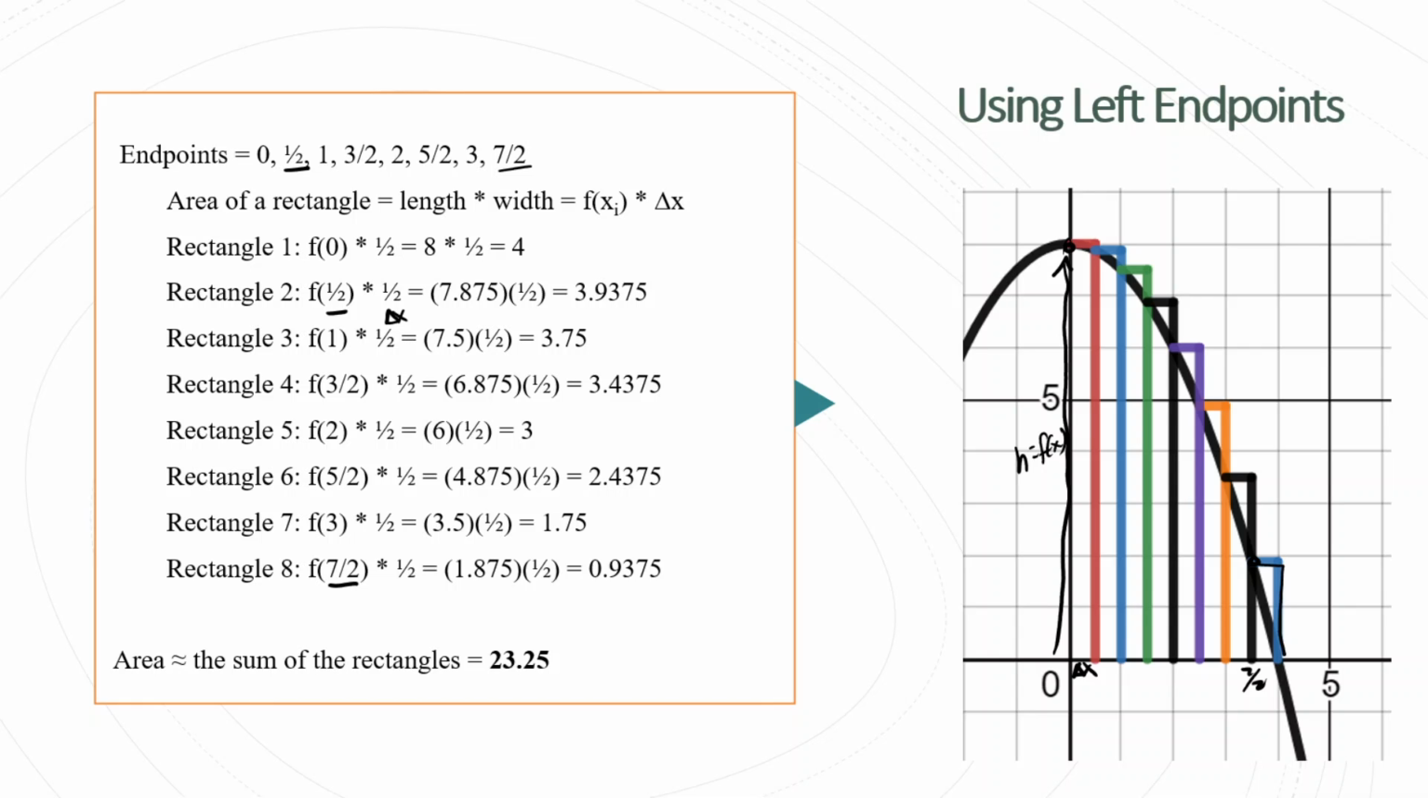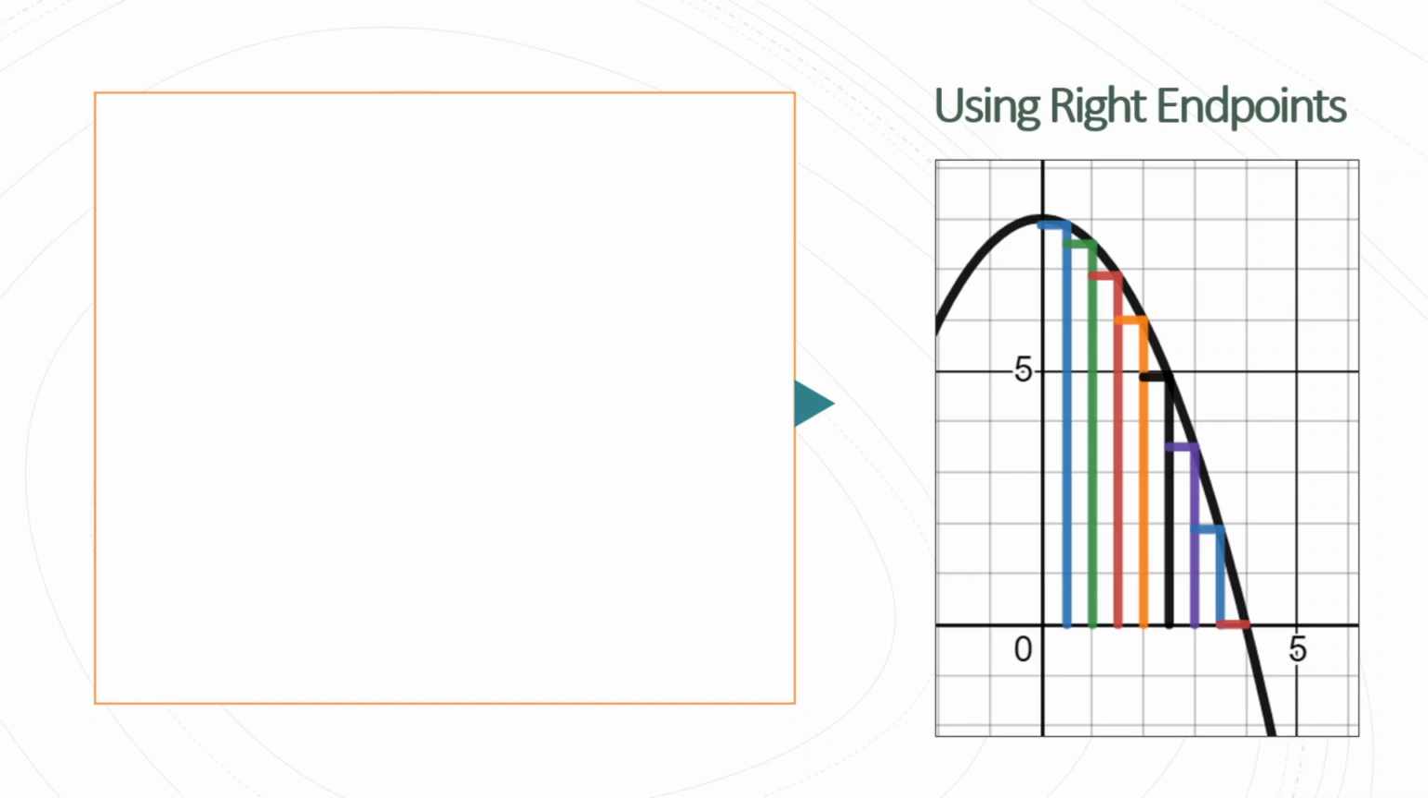Okay, so let's try this from the right. If we're doing this from the right, the picture looks a little different. And we're using the endpoints 1/2 to 4. So now we don't use the 0. But the rectangles are still the function times delta x. Okay, but now we're going to start at a half.